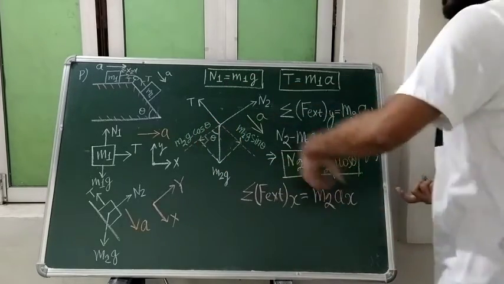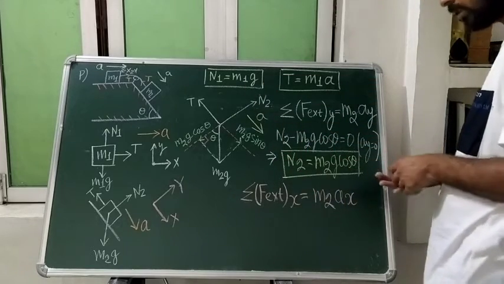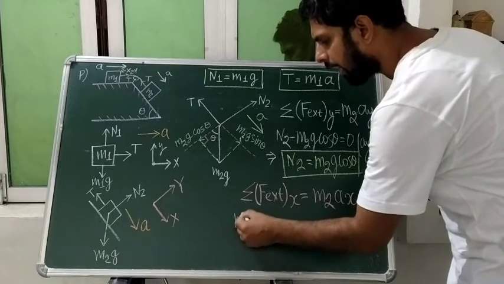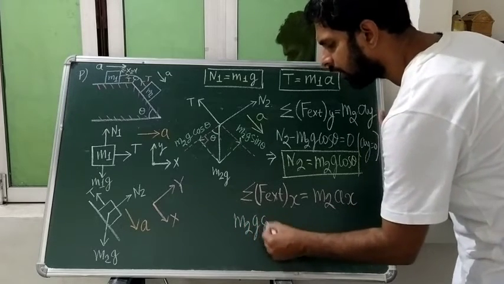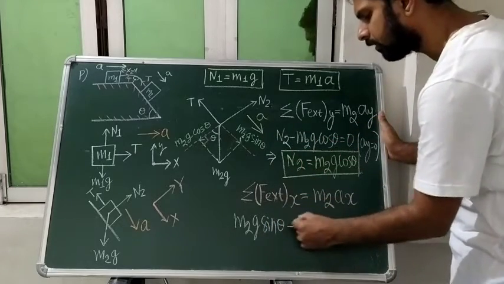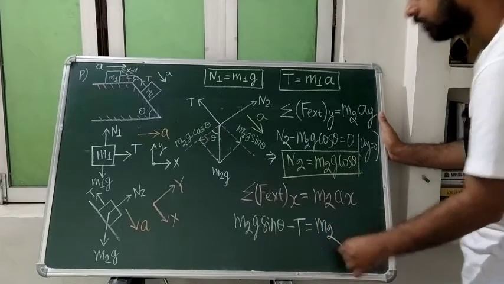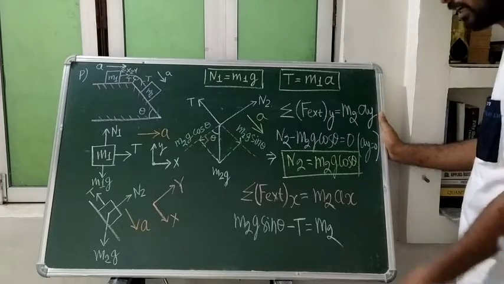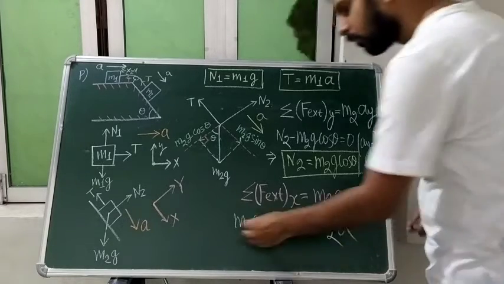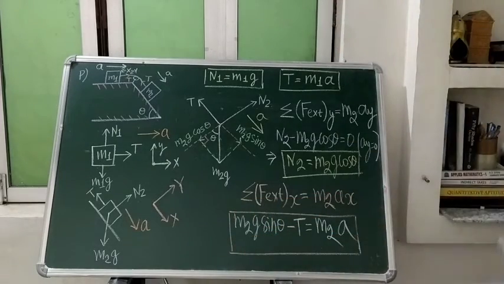So it is accelerating downward. So we can say that this side is our positive. Any side you can take as positive, it's up to you. So it will become m2g sin theta, which we are selecting as positive, minus T will give us what? m2 times the acceleration in the x direction, which is a. So from here we will get this equation.